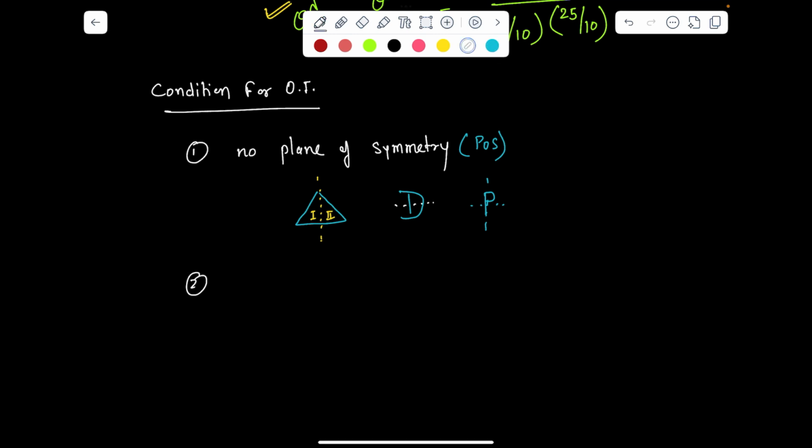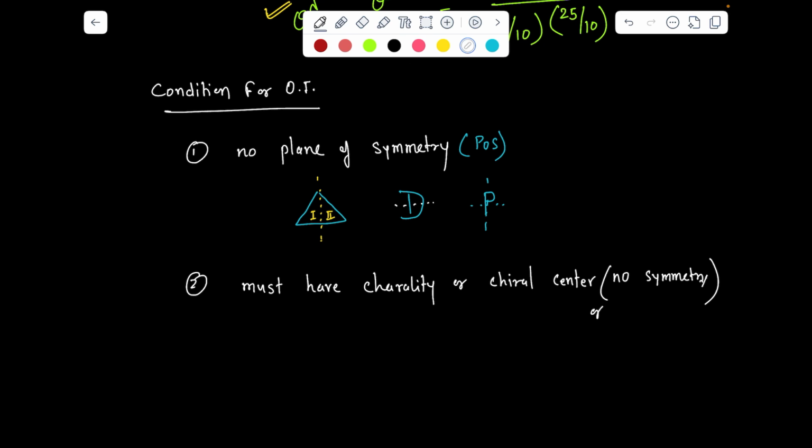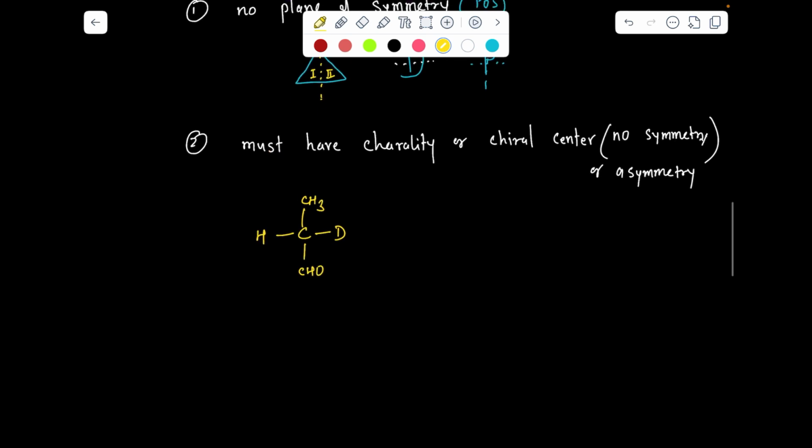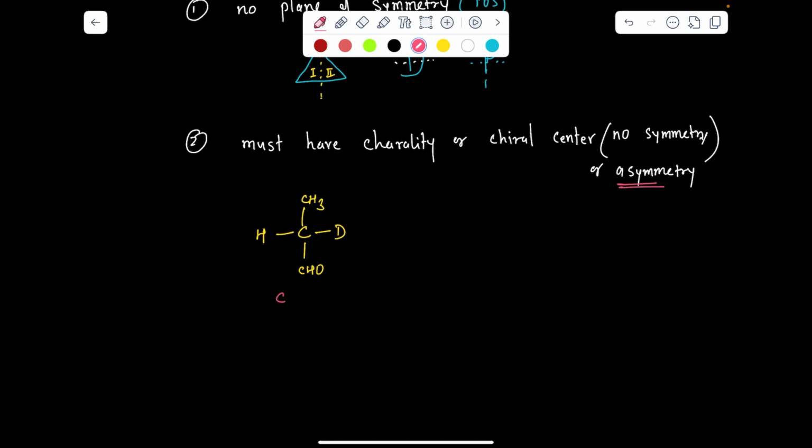Second condition, the molecule must have chirality. Chirality or chiral center means no symmetry, or you could say the molecule should be asymmetrical. For example, if we have a carbon held by different substituents, like hydrogen, a methyl group, deuterium, and a CHO group, all four substituents are different, the atoms and molecules all different around it. So we could say this molecule is fully asymmetrical, meaning it has a chiral center. The chiral center is represented by a star. The chiral center should be sp3.